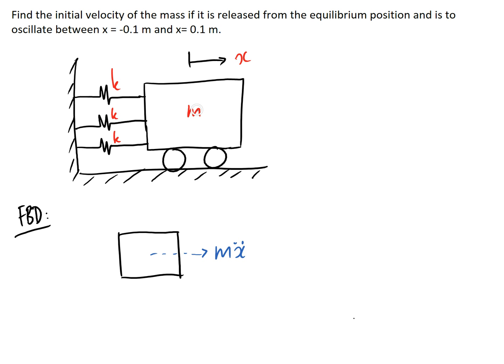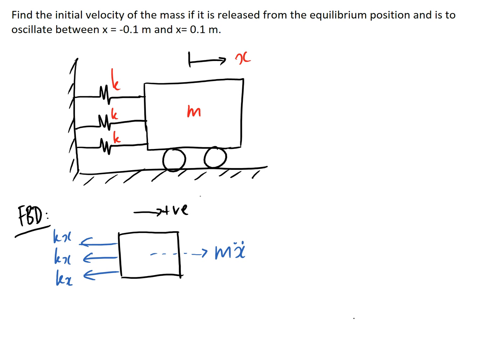And if my mass is going to move to the right, each of these is going to try and move it back to where it was, so to the left. So they're all going to be this way. Right? And force in the spring is equal to the constant, which for each of these is k, multiplied by the displacement of that spring, which is going to be x, how far the block has moved. So each of these are going to be kx.